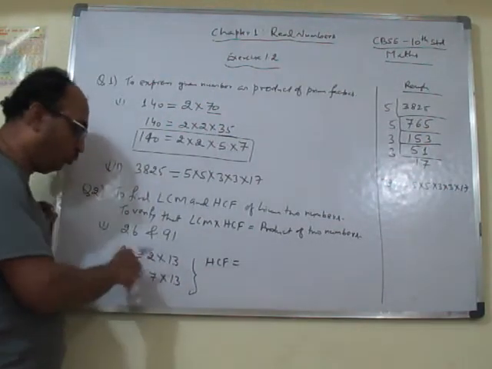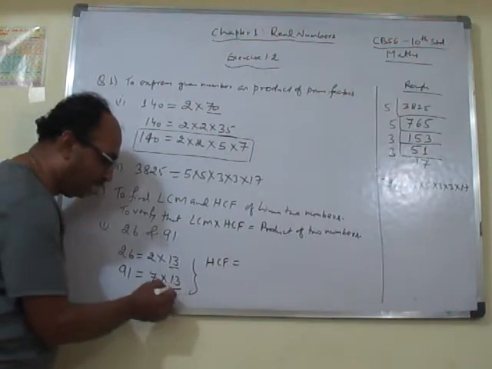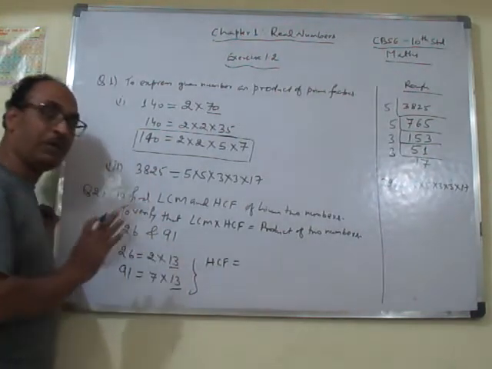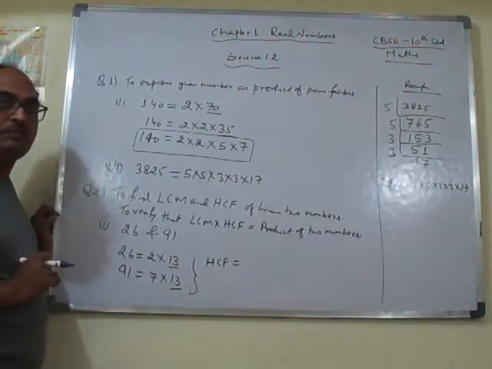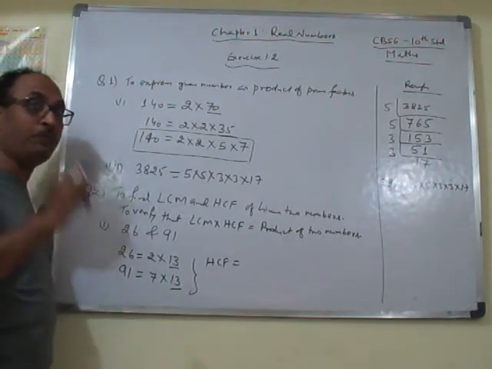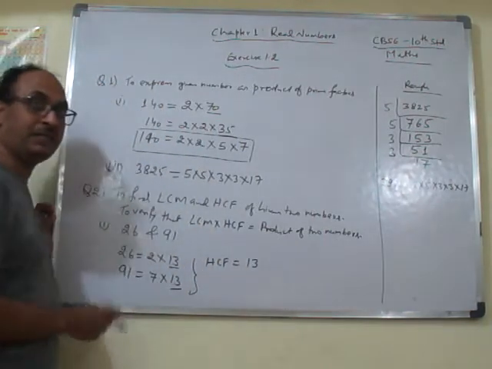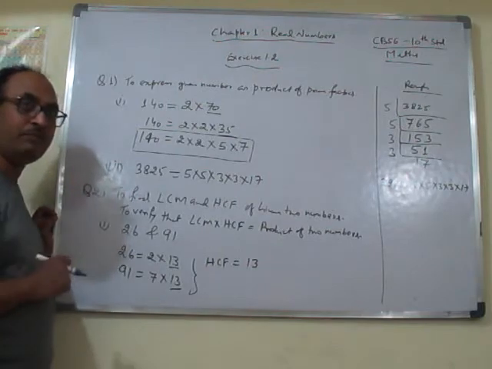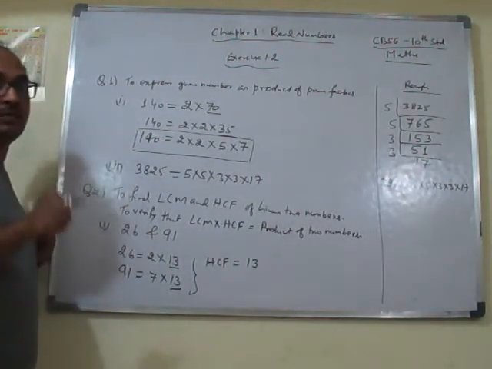Now in this, which is common? This 13 only is common. 2 and 7 are not common. 13 has power 1 only here, and here also 13 has power 1 only. So the product of the smallest power of common prime factors is only 13 to the power 1. If nothing is written, it means the power is 1. So 13 to the power 1 is equal to 13. That will become the HCF.